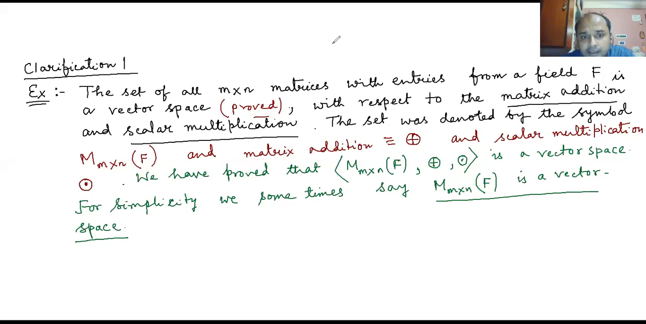Now the point is, it was also given in the book, in the example, that the matrix addition was defined in the following manner: (A plus B) ij is equal to A ij plus B ij, and (cA) ij is equal to c times A ij.